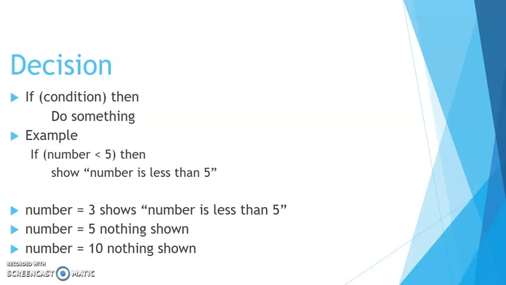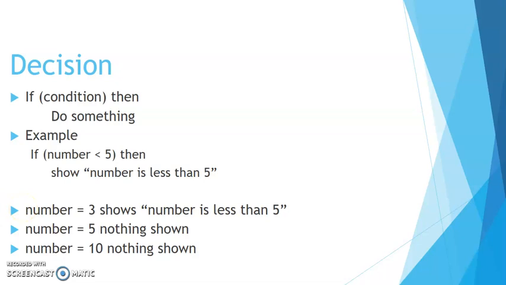Our number will be a variable here. If number is equal to 5, we'll test, is 5 less than 5? That will evaluate as false, so it doesn't show anything. And if number is 10, again, it will check the 10 against the 5. Is 10 less than 5? It's not, so it's not going to do anything. So that's your very basic decision. Just if a condition is true, then do something. And if it's not true, then you don't do anything.